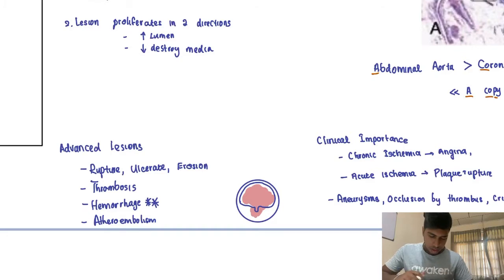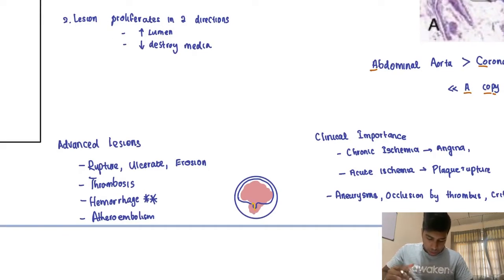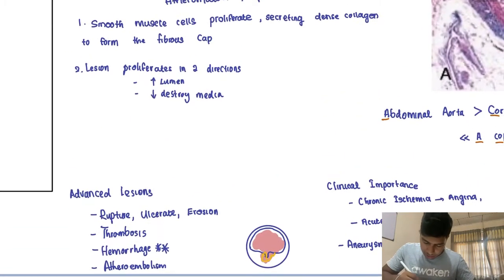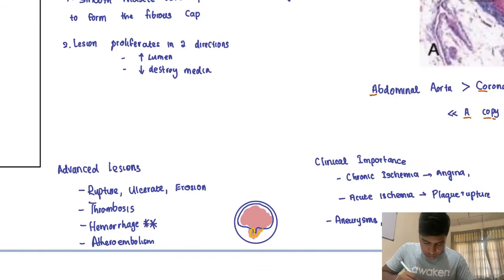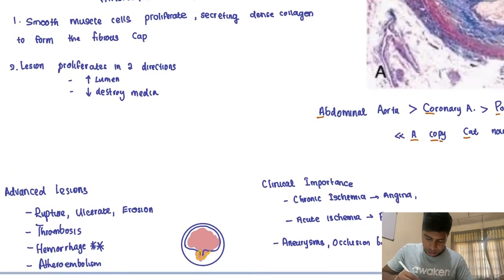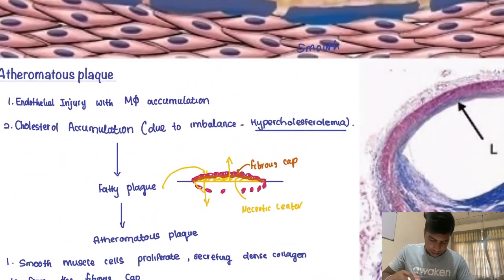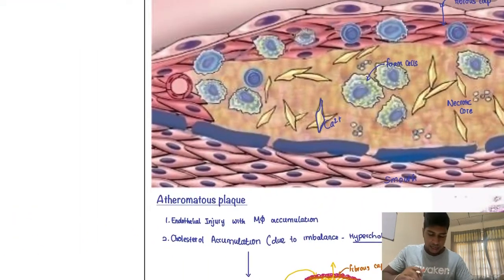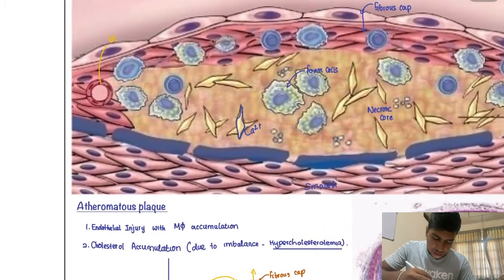Now there are some advanced lesions, and how it can progress even more. They can rupture, they can ulcerate, or they can erode. They can undergo thrombosis, or hemorrhage can occur, where there's going to be bleeding into this plaque. I will explain that. Or part of it can detach and enter the blood as emboli, atheroemboli. I will explain this from the beginning again, but before that I will talk about the hemorrhage part.